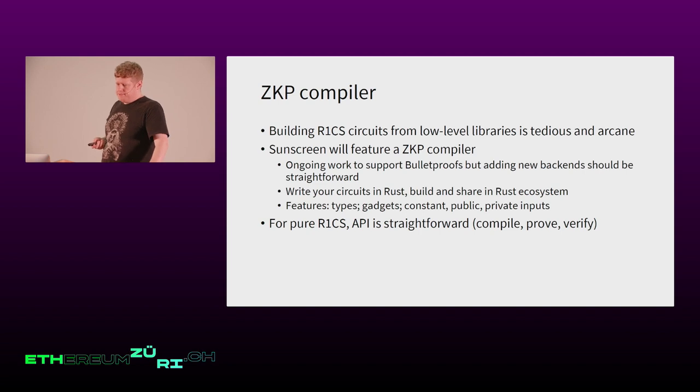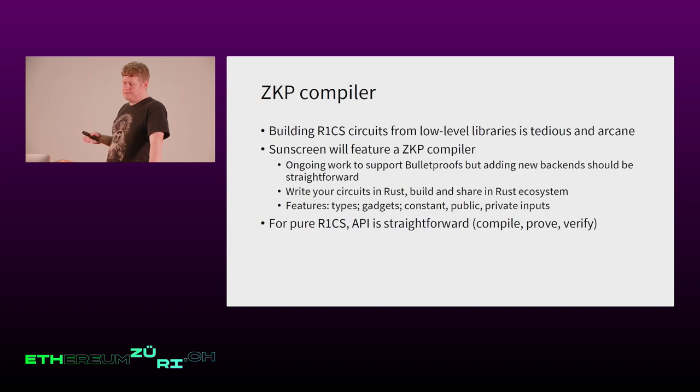So when we initially set out, we started trying to prove all of this with R1CS because it would provide a nice interface. We built a compiler because expressing this directly with the Bulletproofs library would be kind of tedious. This is currently ongoing work and we're still refining it. But the general idea is you write a Rust function, you put a little macro on it and pass it to the compiler and it will build a circuit for you.